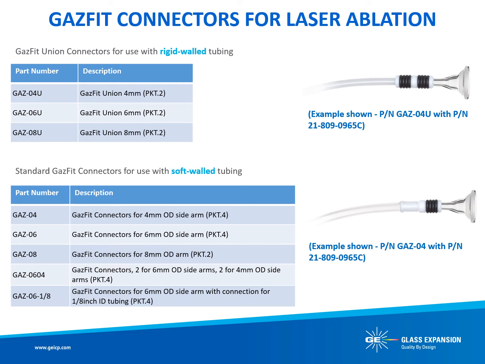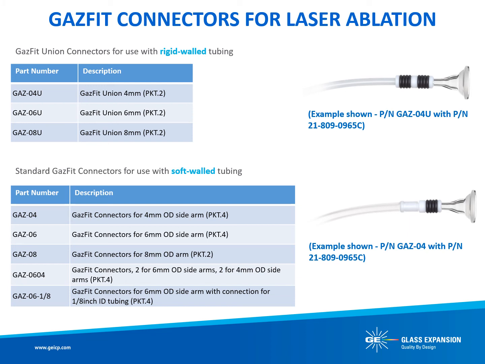Two tables are listed here. The first is Glass Expansion's union type of gas fit connectors. The union style would be used when connecting a rigid walled tubing from your laser ablation system to one of the torch adapters that was shown on the previous slide. The gas fit union provides a push fit seal of the laser ablation tubing directly to the torch adapter. Here we show an example of part number GAZ-04U and laser ablation adapter part number 21-809-0965C with a 4mm OD rigid walled tubing.